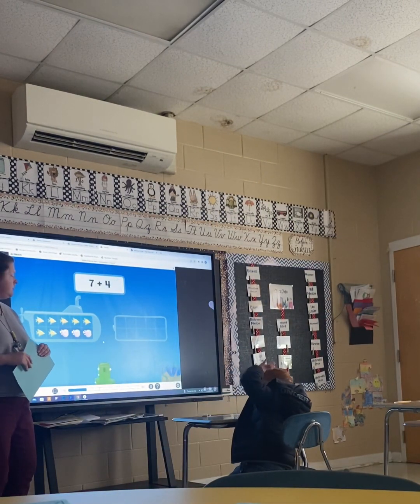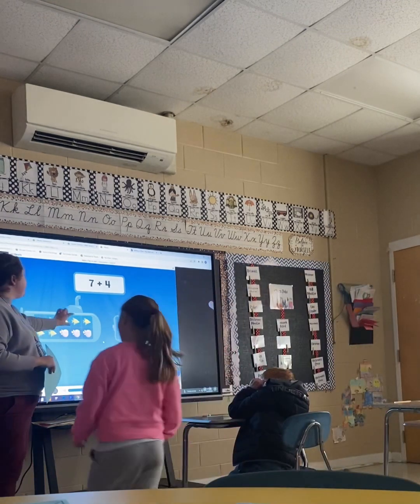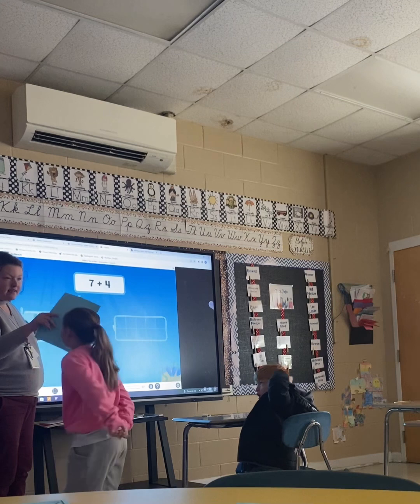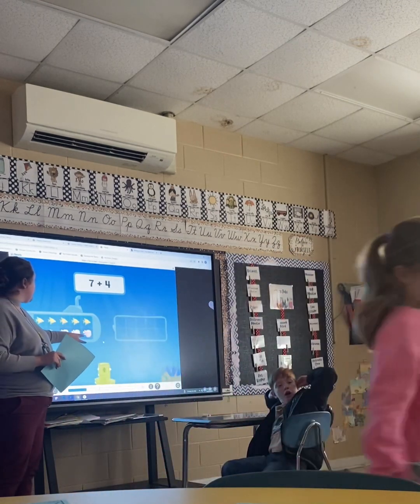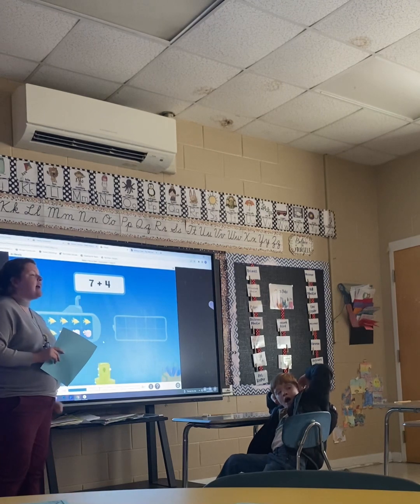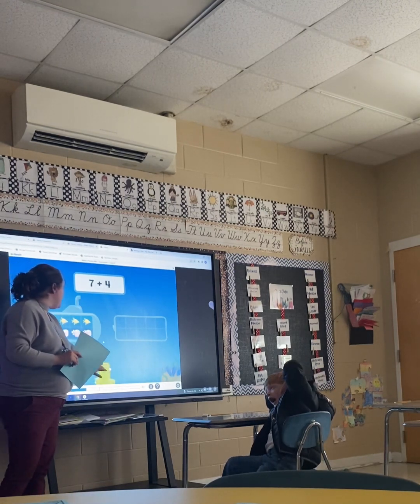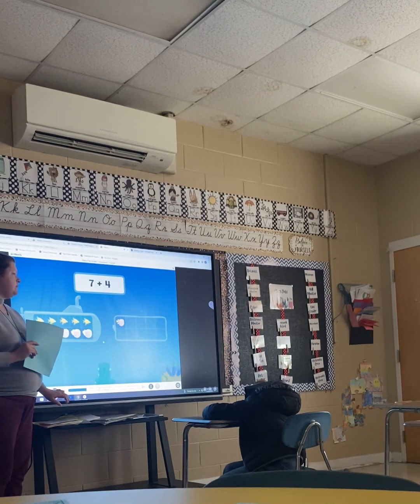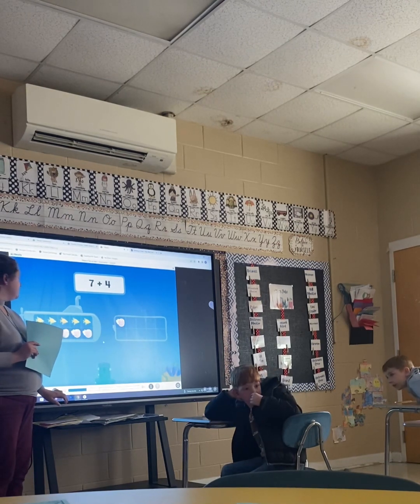Do not blurt. Okay, so we've got 7 yellow fish here. We've added 3. 7 plus 3 equals 10. We've got 1 left over, so we have to add 1 more. Good job. You added 3 to get to 10, plus 1 more.